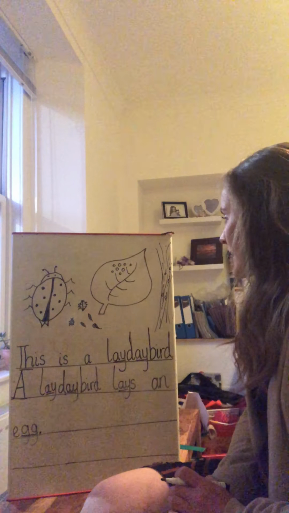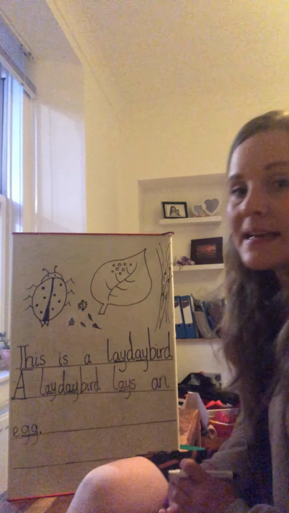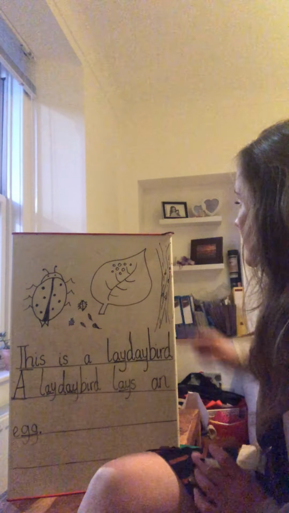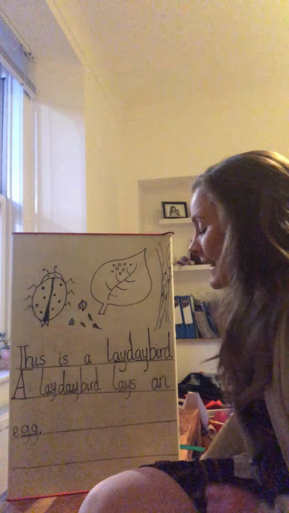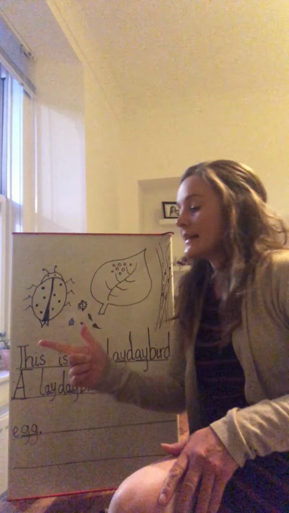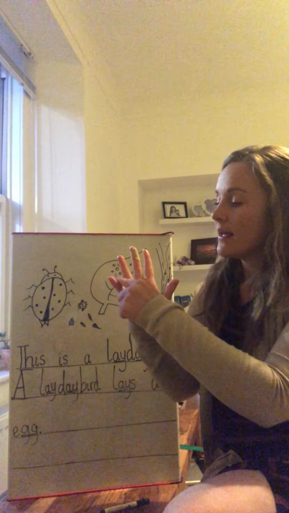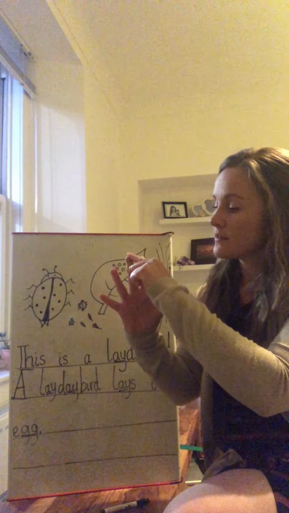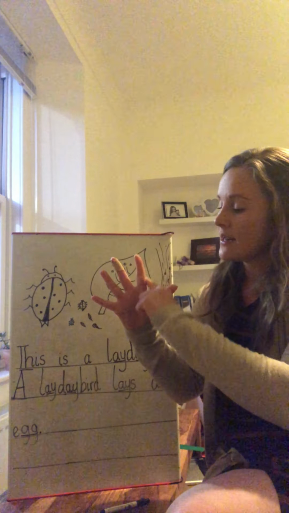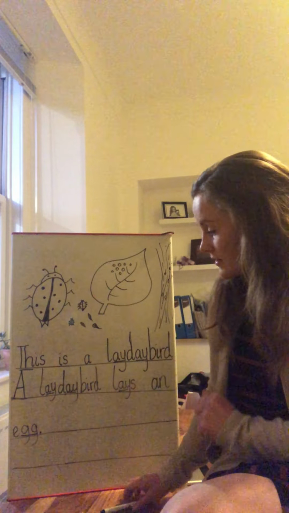Okay, the next thing that I want to do is find out where the ladybird lives. Now I think that the ladybird lives in this tree that I have drawn in my picture. Okay, so a ladybird lives in a tree. 6 words here. A, finger space, ladybird, finger space, lives, finger space, in, finger space, a, finger space, tree.